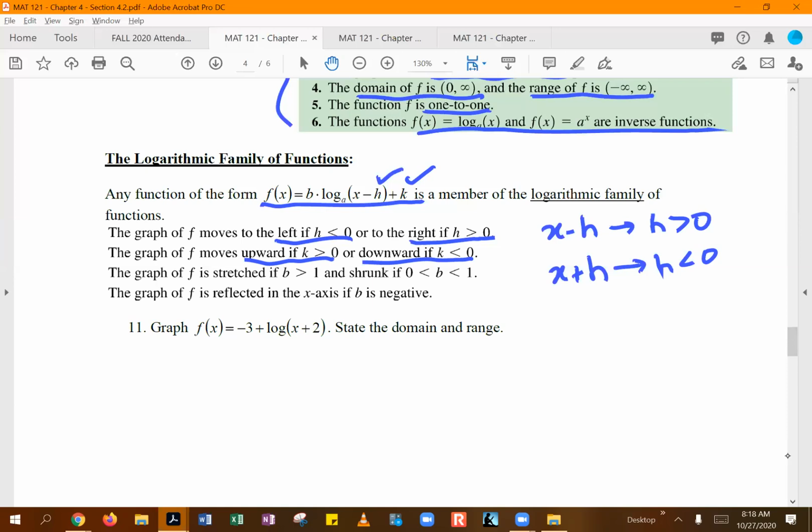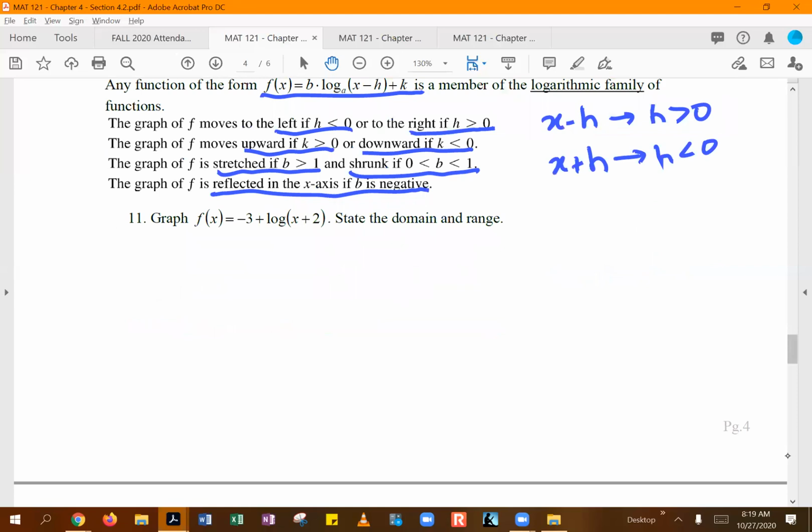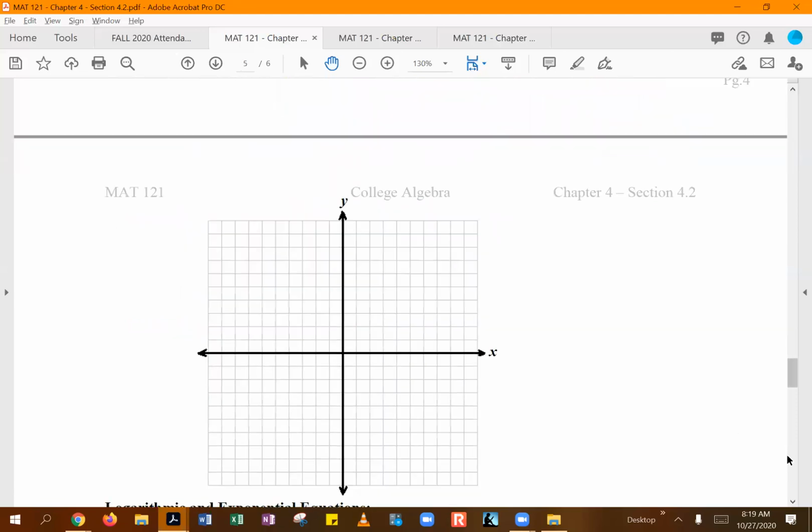By multiplying that b in front of the logarithm, that will give us our stretching or shrinking. So again, if b is greater than 1, the graph stretches. And of course, if b is between 0 and 1, the graph will shrink. And then if you have a negative sign on the b, then remember that's when it creates that reflection in the x-axis. So you've got this example over here in your handout that you can look through.